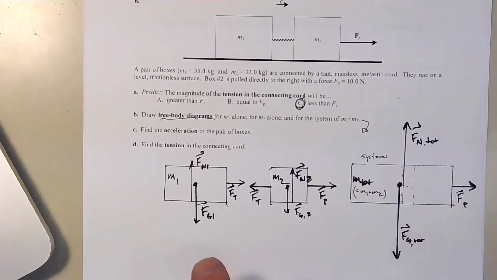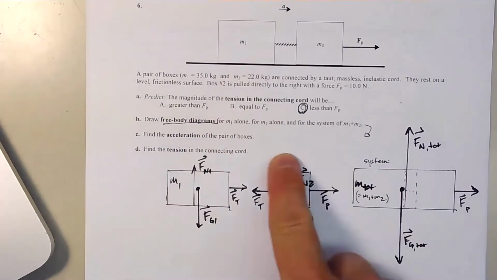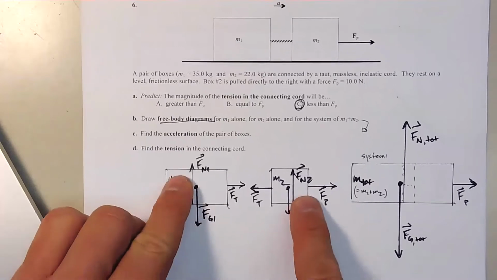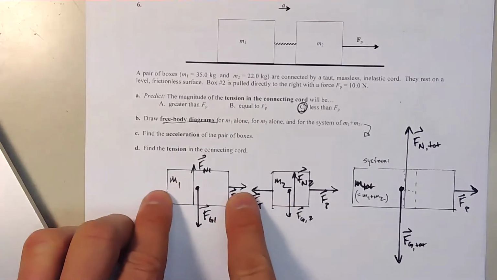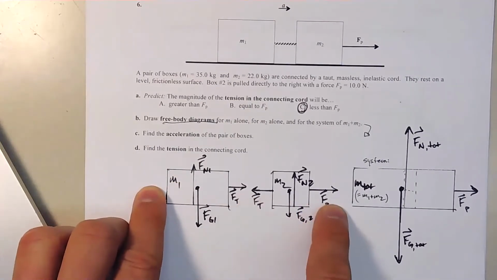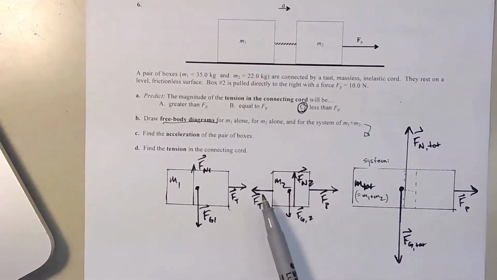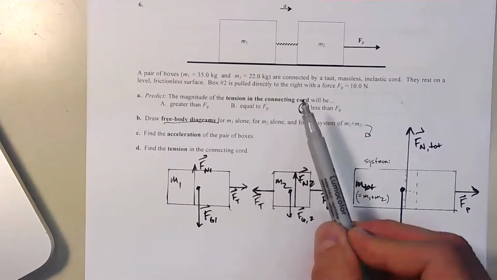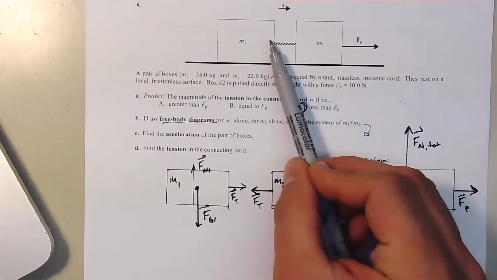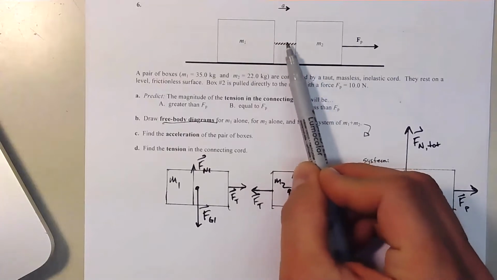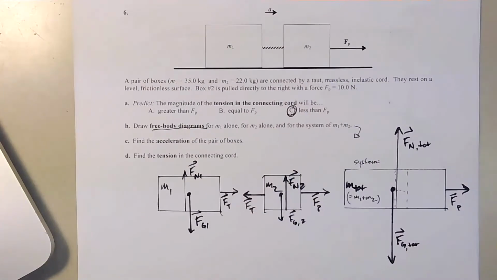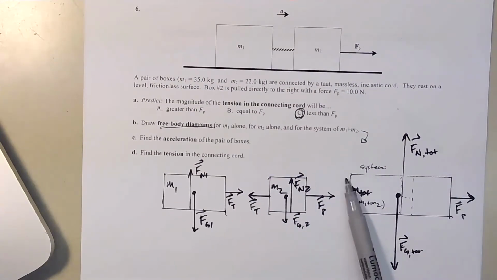Okay, so notice the free body diagram for mass 1 is different than for mass 2, right? The weight and the normal force are different, but most importantly, in the horizontal direction, the forces are really different. These two forces have the same magnitude, but notice how their directions are opposite, because the cord pulls box 1 to the right and it pulls on box 2 to the left. The system excludes Ft.